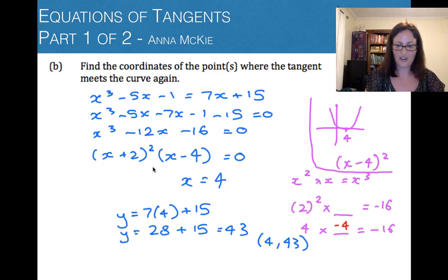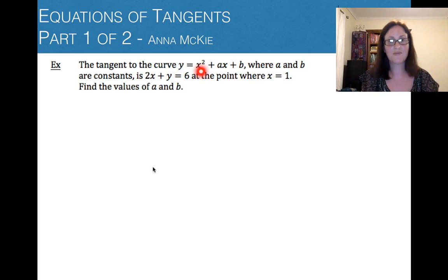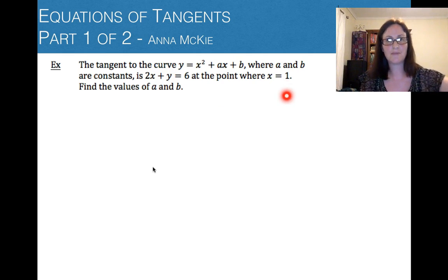Okay, so moving on, we have one more to do, if my iPad catches up. So we have the tangent to the curve of this function here, where a and b are constants, and the tangent is 2x plus y equals 6 at the point where x is equal to -1. And we have to find a and b.